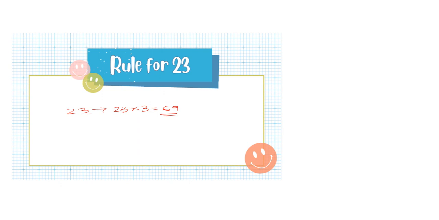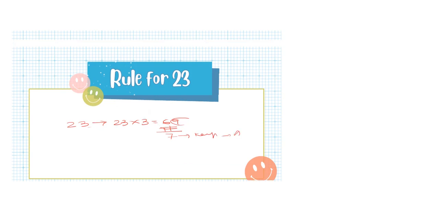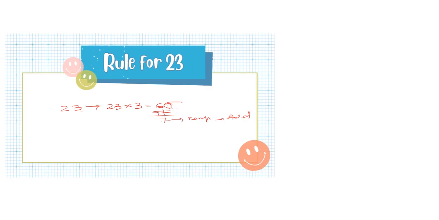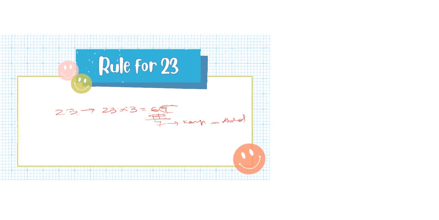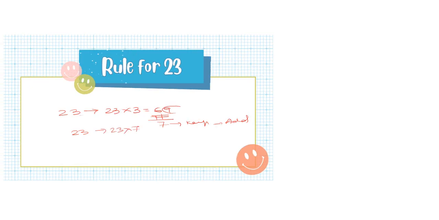Now for 23, 23 into 3 is 69. If you hide 9 over here, 6 plus 1 is 7, the key number for 23, and you have to add it. Now for 23, if I multiply by 7, I'll get 161. If I hide 1, then 16 is my key number. So which one is easier to multiply, 7 or 16? It's 7. So for 23, the key number is 7 and I have to add it. Multiply with the ones place and add it.